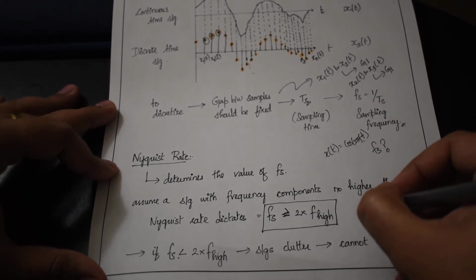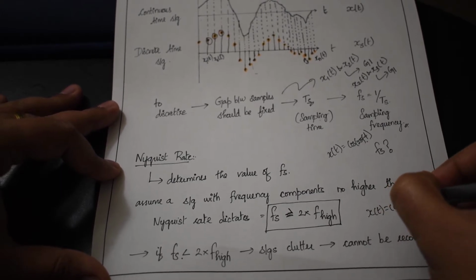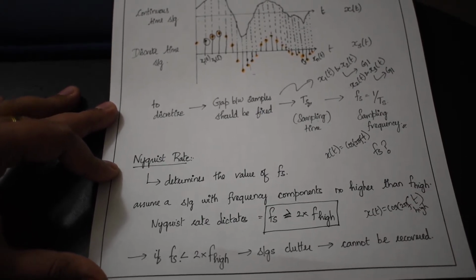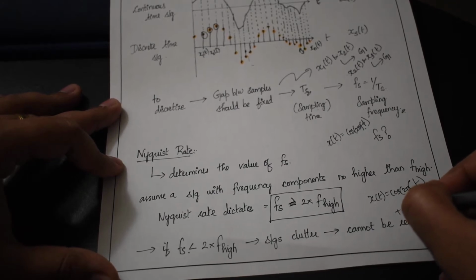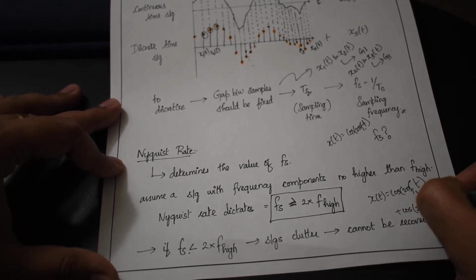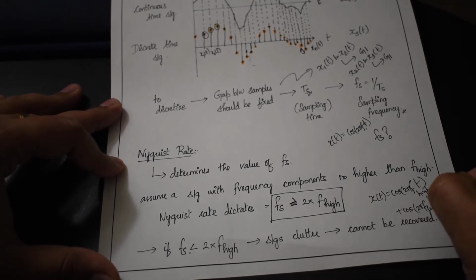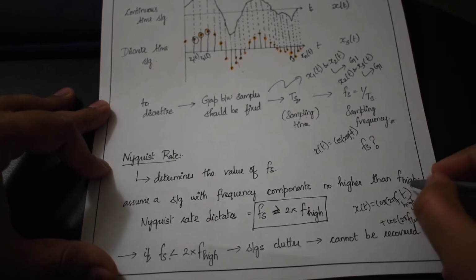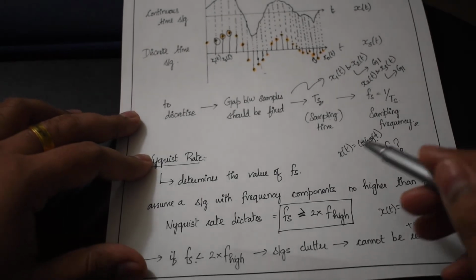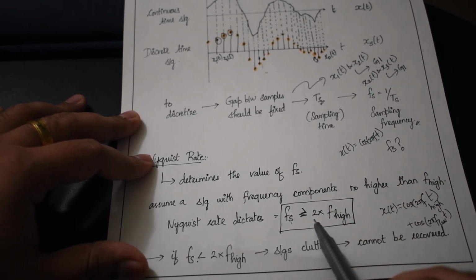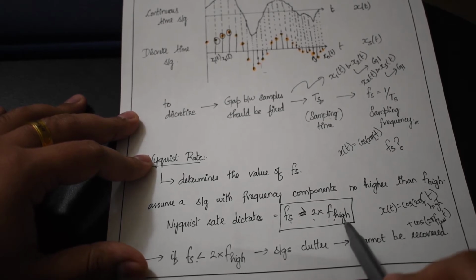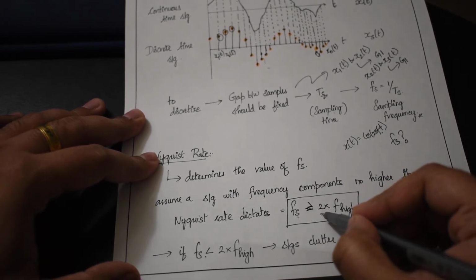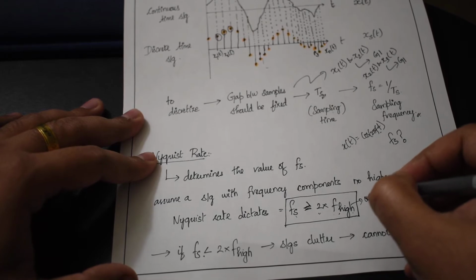Let's say we have x of t, which is cos 2 pi f high t. Let's have another component on the same signal, cos 2 pi f low t. When comparing these two frequencies, f high is the highest frequency. What the Nyquist rate dictates is that the sampling frequency should be 2 times the highest frequency component. In other words, fs should be greater than or equal to 2 times f high of the signal.